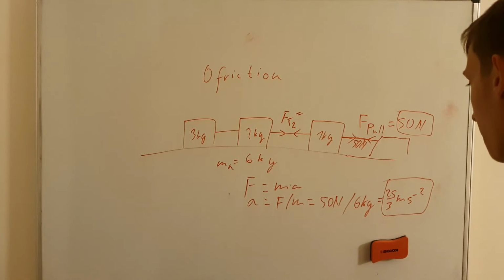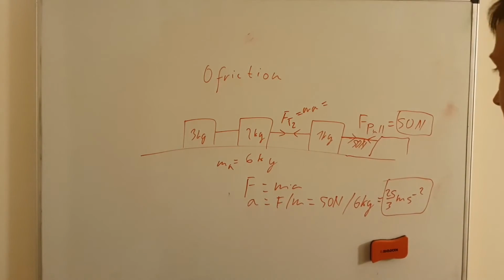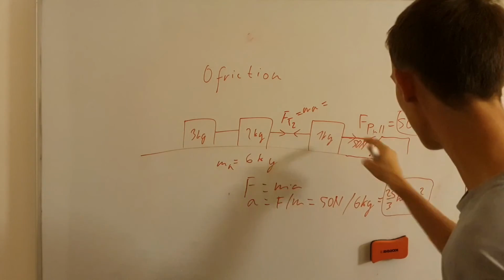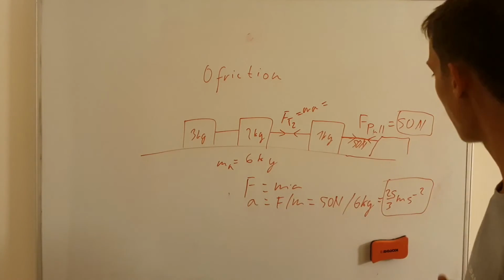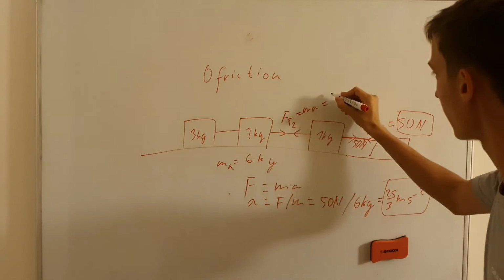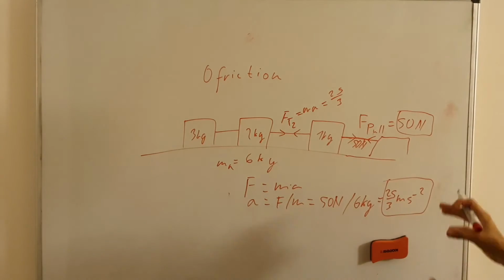It's again the same idea. I have to use m times a, it's the same thing. The a is still the same because this entire system still has the same acceleration. If all these things together are at the same speed, they're accelerating at the same rate, and that is the 25/3 meters per second squared. But I won't even write the unit right now. And then it's multiplied by the mass.